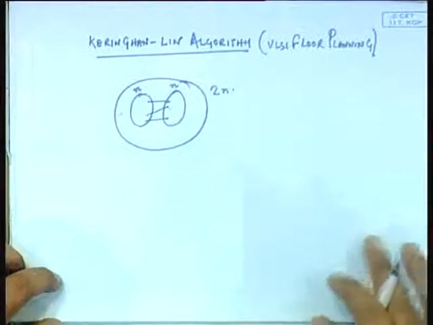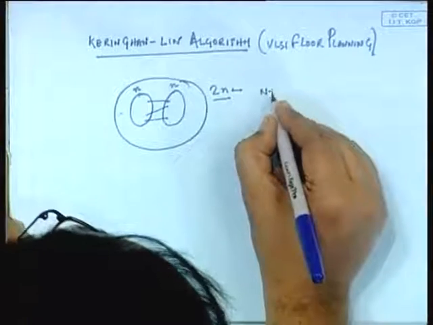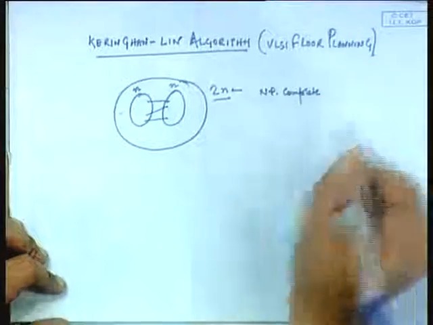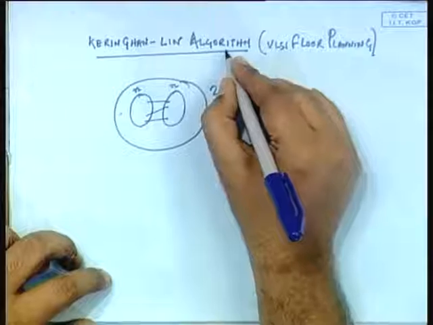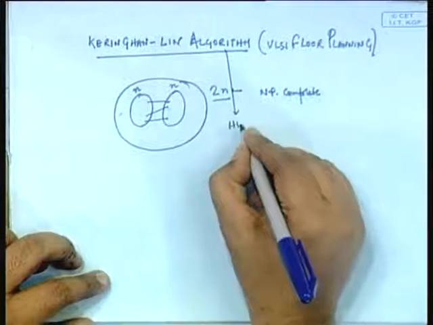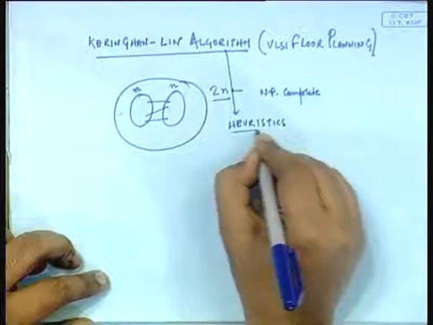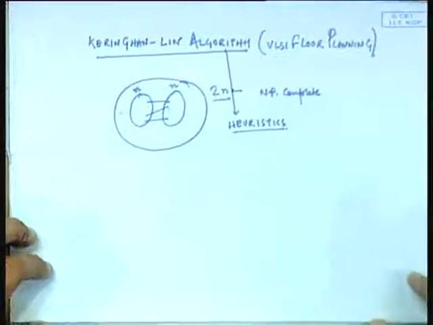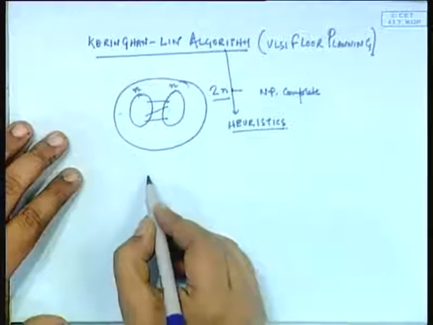But it has been shown that this problem is NP complete. So, Kernighan-Lin is basically a heuristic. So, what is the heuristic about?